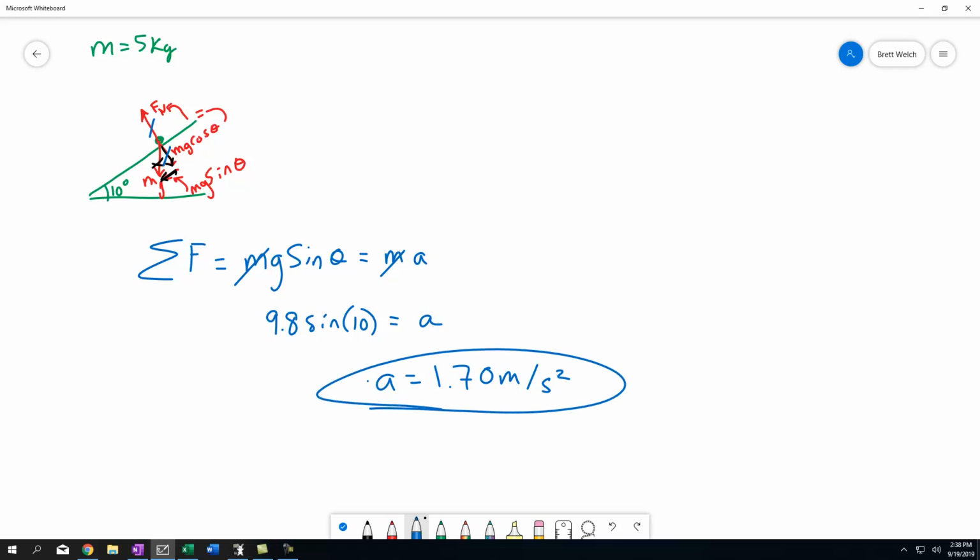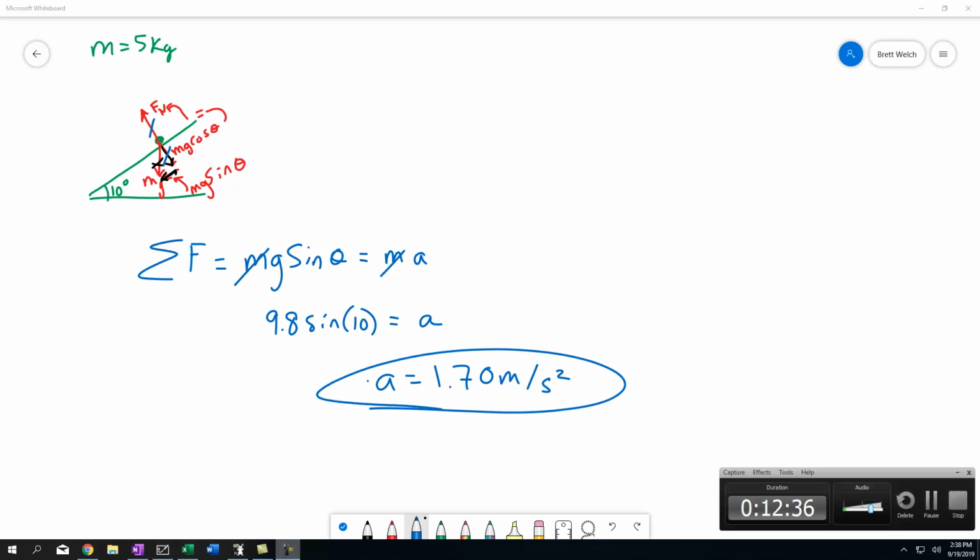And that's it, guys. A lot of the same kind of stuff. We're breaking them apart, looking at how do we combine different things or how do we deal with angles.